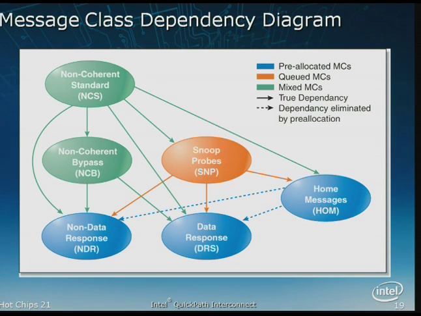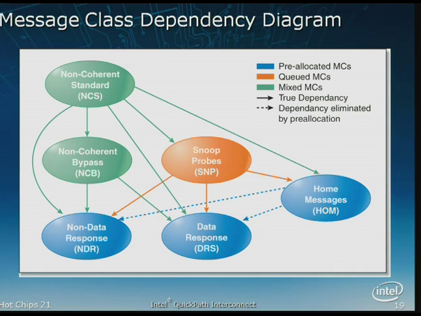Message class dependencies for PCIe, non-coherent standard, non-coherent, just posted and non-posted. Fundamentally, this is your dependency diagram. Those green, the two green and the bottom two blue bubbles, basically. And fundamentally what that says is reads push writes, writes pass reads, and you need completions and data.